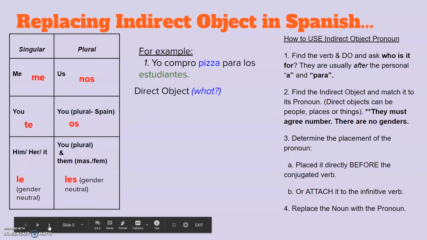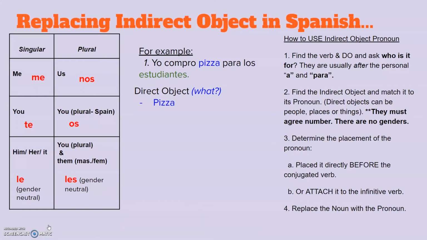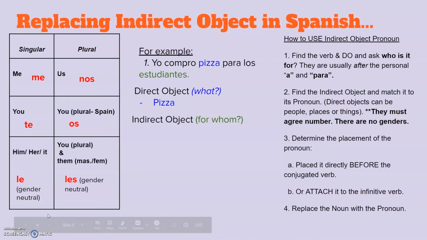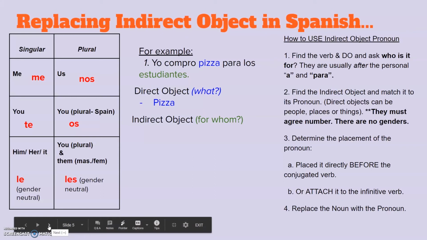So, what's the direct object? What am I buying in this case? I'm buying a pizza, so that's a direct object. So then we find the indirect object. Who is it going for? Who's going to eat the pizza? It is los estudiantes.